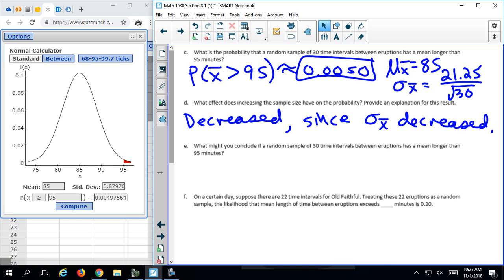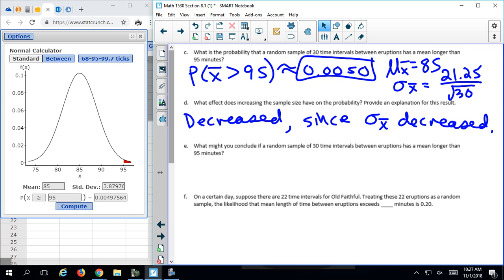What's the more likely thing though that's happening? That you're wrong, yeah. Or what we're given is wrong. So I like both of those answers. So either we did something wrong, that could be a possibility, or maybe what we're given is incorrect. So this probability is based on an assumption that we've made. The assumption is that the mean is 85, right? And the standard deviation is 21.25.